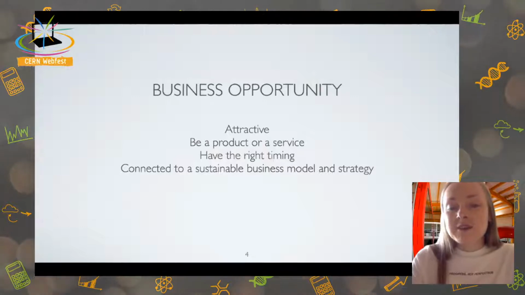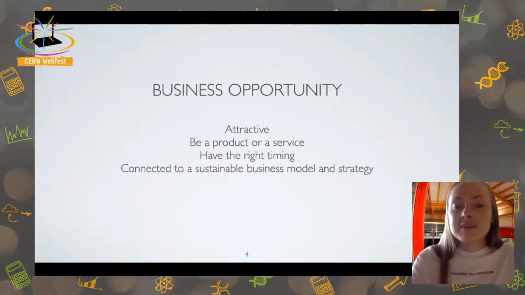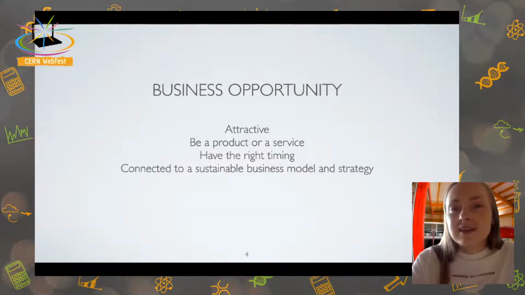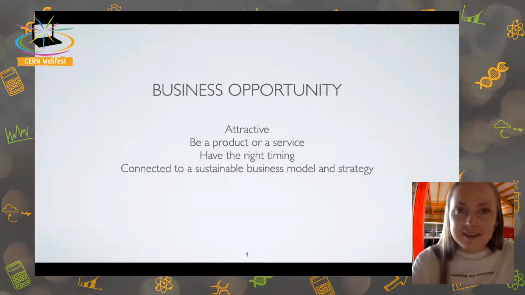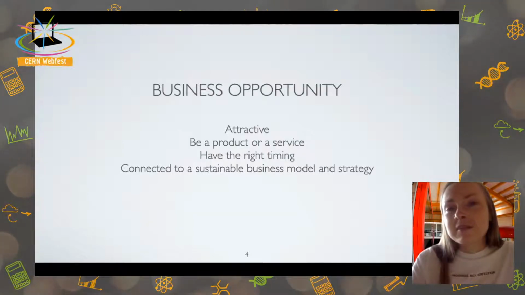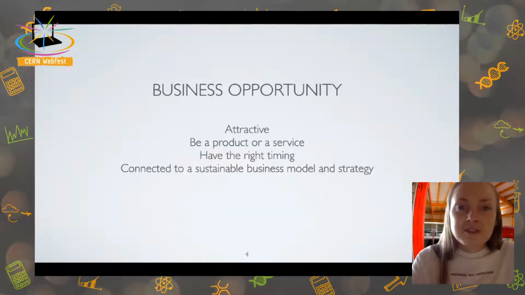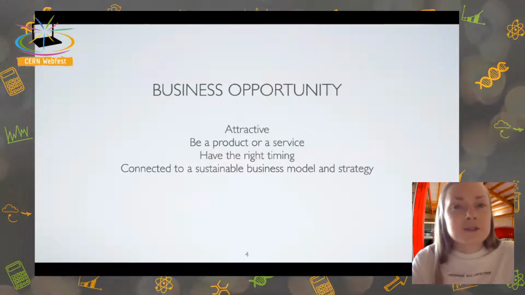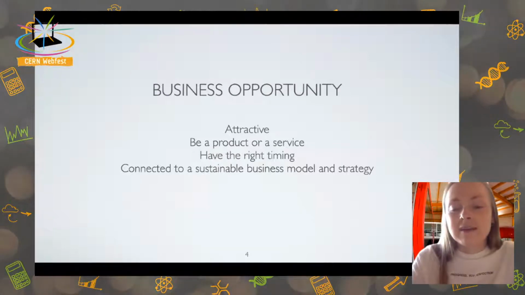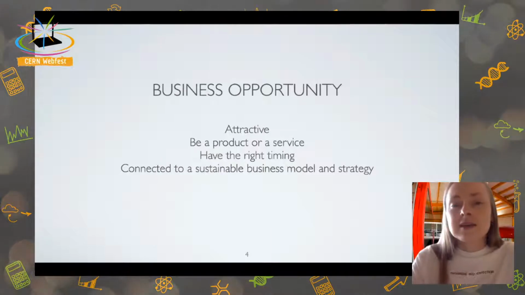It also needs to have the right timing, because you can have a great idea for a startup, but if it's not the right timing, it might never work. An example here is Airbnb. People had this idea earlier, but it didn't work because people didn't want to rent out their homes to strangers. And then after the financial recession, people were more willing to do so because they needed extra money. And that was the right time where Airbnb could work. So timing is also really important.